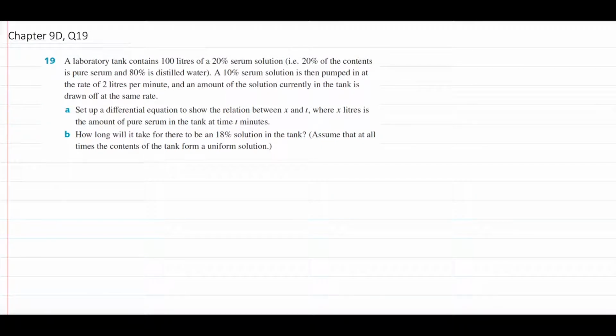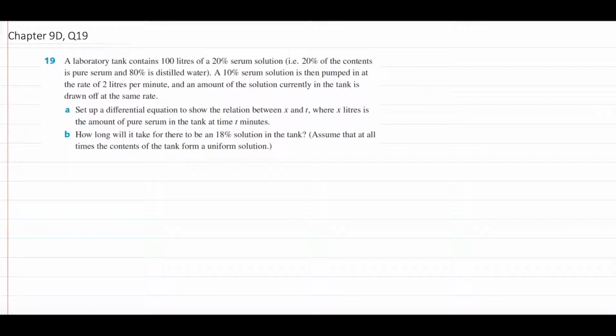Today we will be doing question 19 from chapter 9D. So that's your difference of rates chapter. I reckon 9A, B, and C are fairly straightforward. If you've done Methods already, it's pretty standard. But 9D is something very new, okay? So that's your difference of rates.